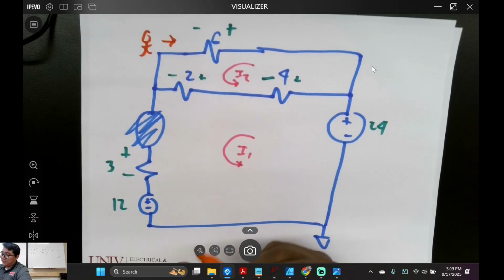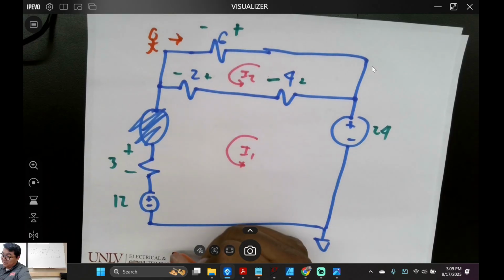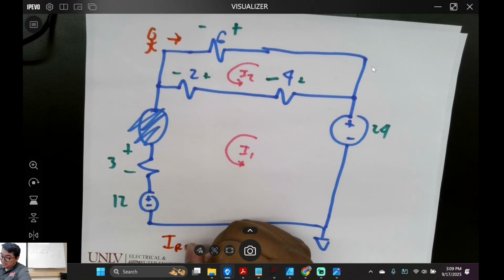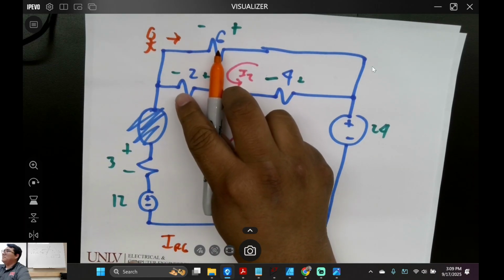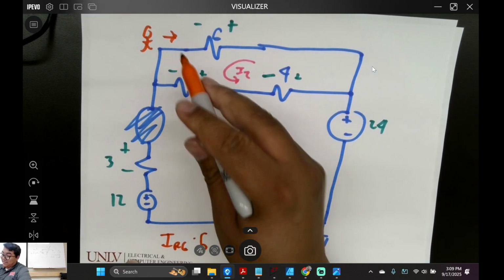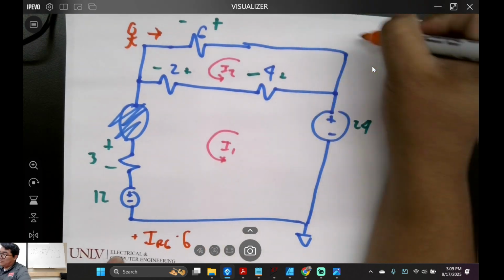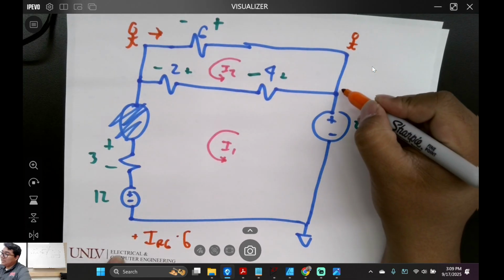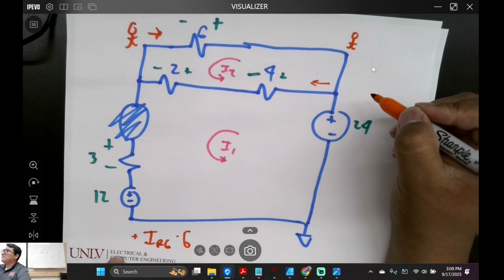I'm going up a potential, so that means it's going to be the current here, I'm going to call it IR6, the current in that 6 ohm resistance, times R, which is that. It's going to be a plus, okay? We're going up the stairs. So now I'm over here, and we said we were going to go this way right here. Does that make sense?